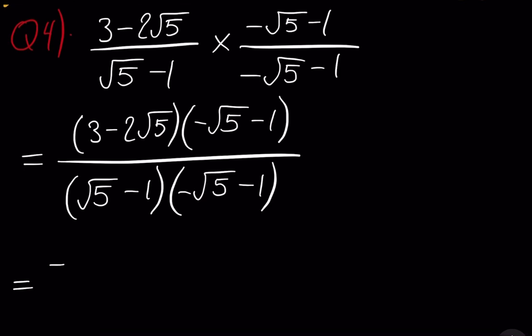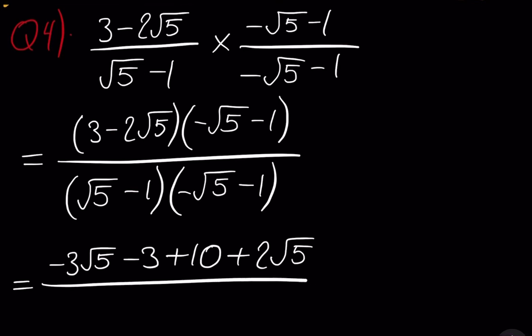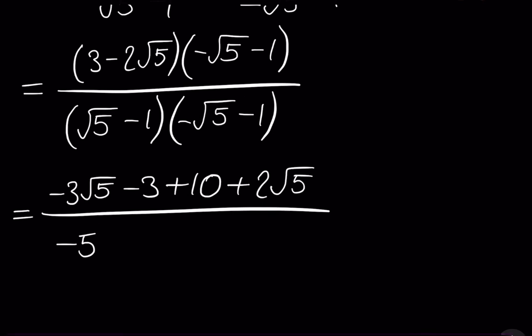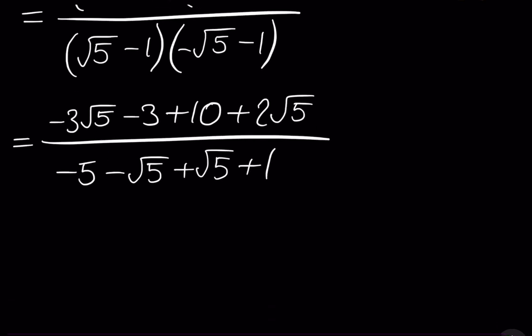3 times negative root 5 is negative 3 root 5. 3 times negative 1 is negative 3. Negative 2 root 5 times negative root 5 is just plus 10. And negative 2 root 5 times negative 1 is plus 2 root 5. Then this is all divided by minus 5 minus root 5 plus root 5 plus 1. The numerator simplifies to 7 minus root 5, all divided by minus 4.